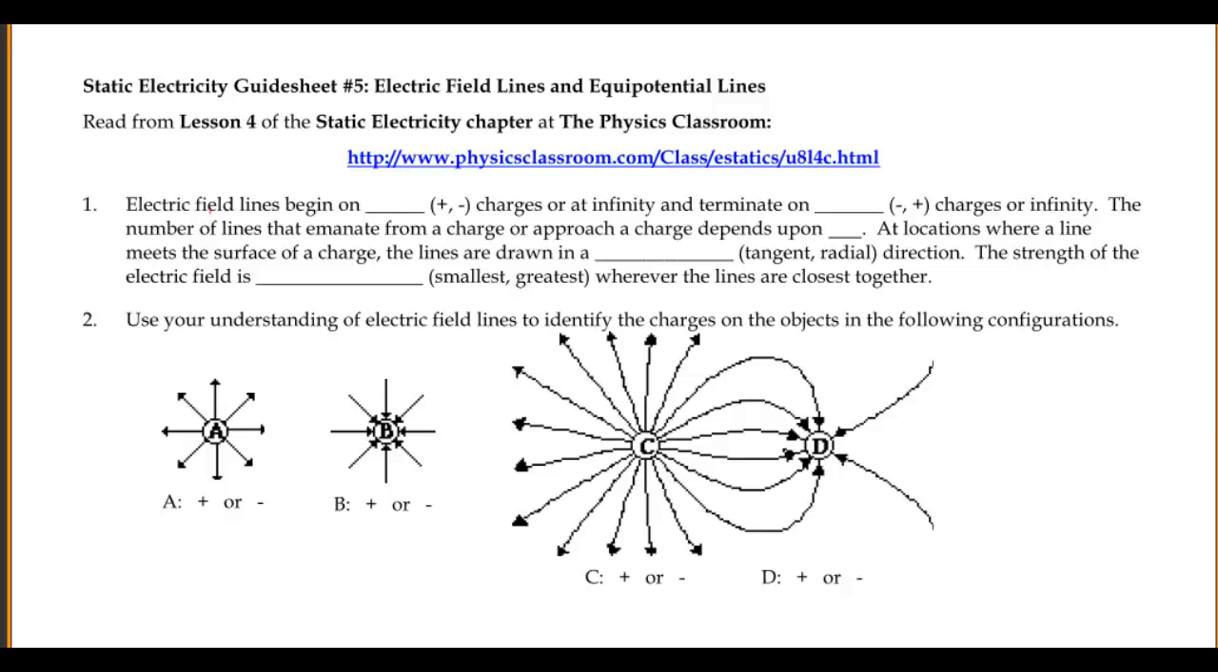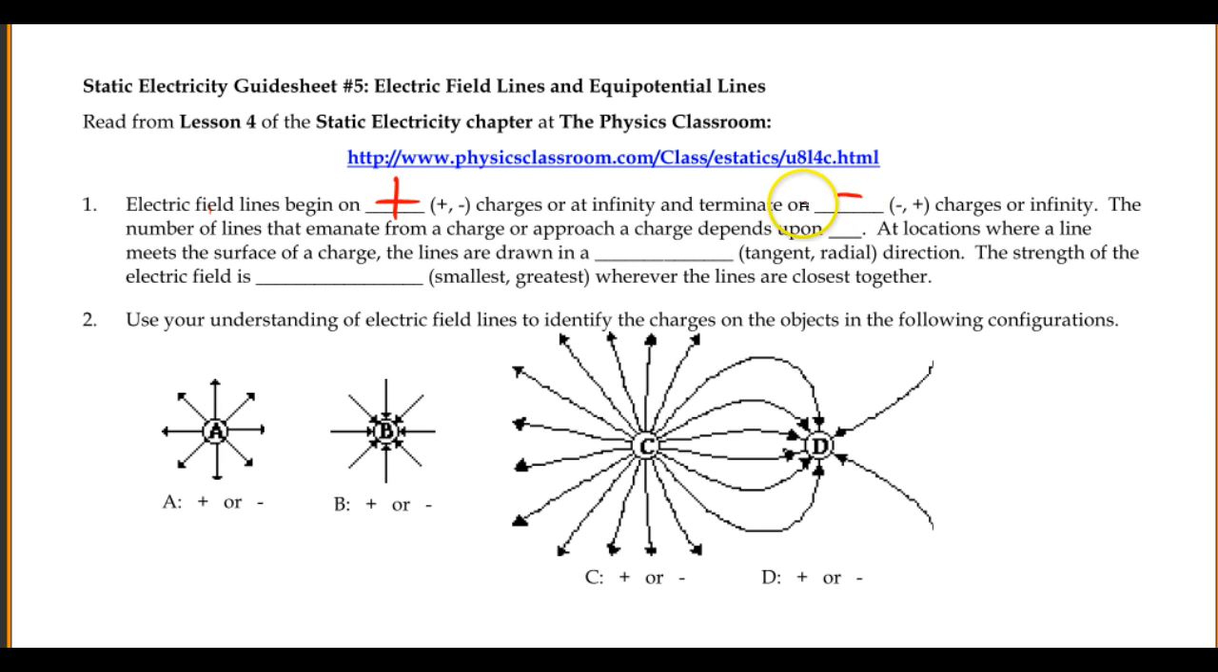Okay, in this episode we're going to be looking at guide sheet number 5, and we're going to be trying to visualize the electric fields that are created by various charges. A few conventions that go along with that, things we always do the same. We always assume electric field lines begin on positive charges and terminate on negative charges.